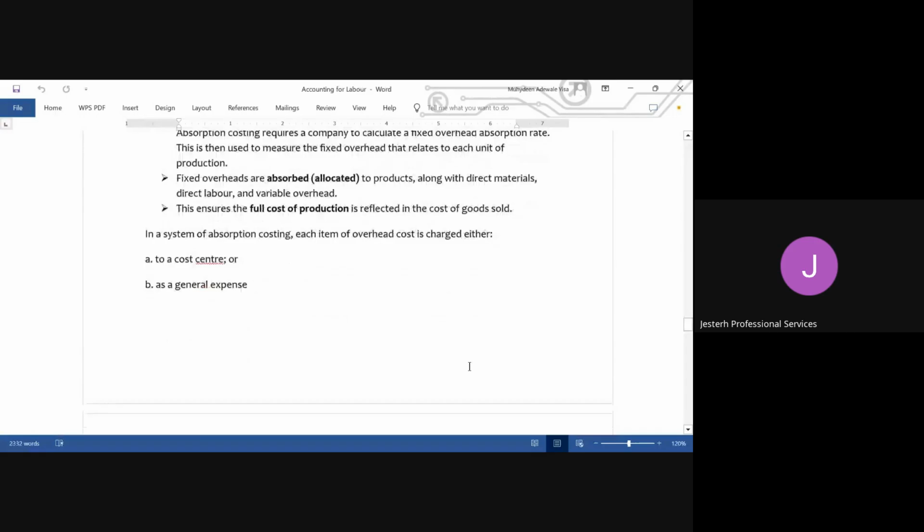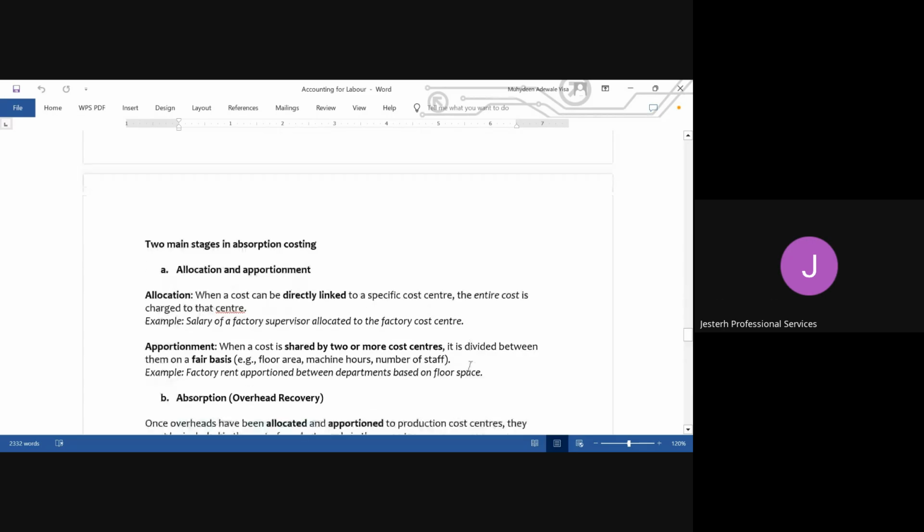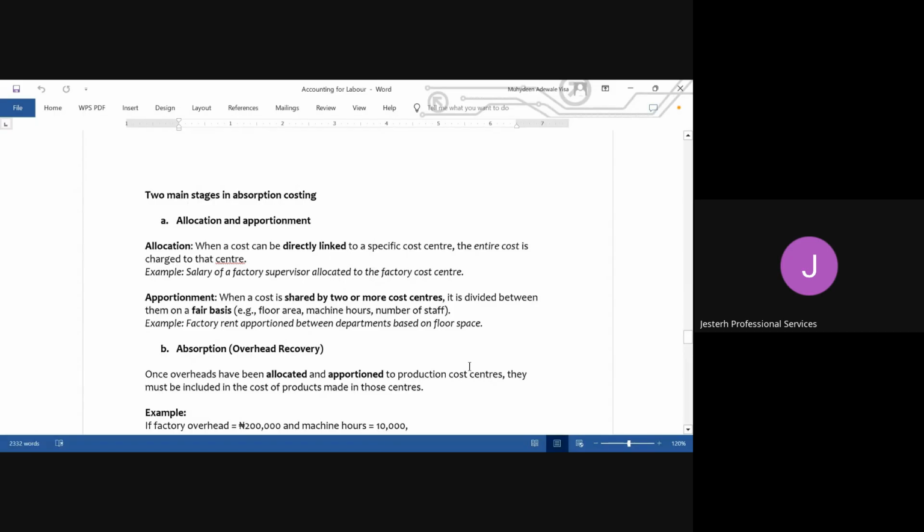So every organization will be the one to come up with the approach that they want to use in allocating costs. Now, 2 main targets in absorption costing: allocation and then apportionment. We say allocation when a cost can be directly linked to a specific cost center. The entire cost is charged to that particular cost center.